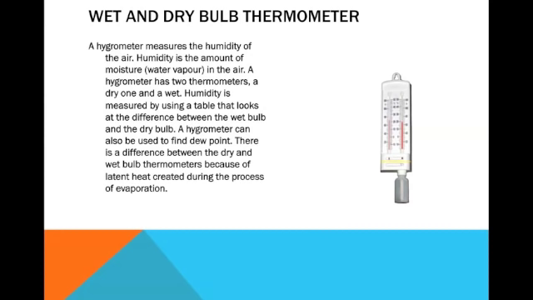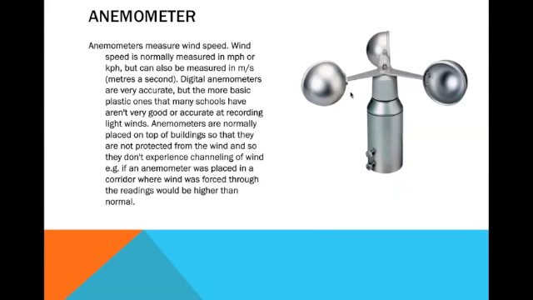A hygrometer can also be used to find dew point. There is a difference between the dry and wet bulb thermometers because of latent heat created during the process of evaporation. So, anemometers. These measure wind speed.